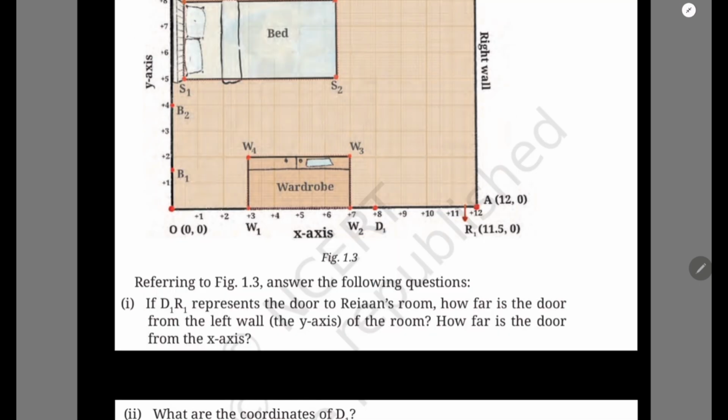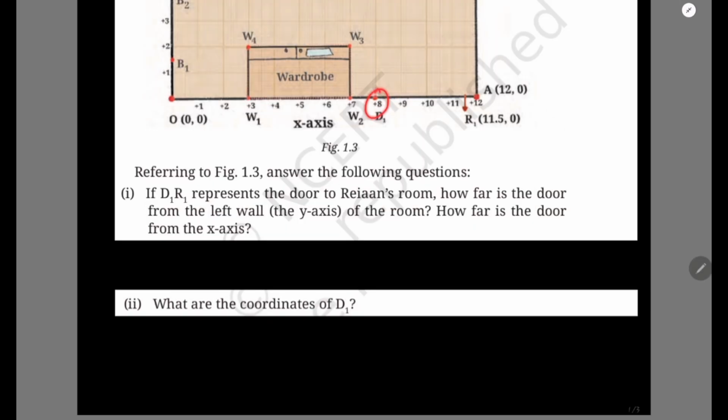The first problem is, if D1 R1 represent the door to Rayan's room, how far is the door from the left wall, that is, the y axis? So this is the D1 point, this is the R1 point. This D1 R1 represents the door of the room. D1 represents one corner of the door. From the y axis, the door is at a distance of 8 feet. So the answer is 8 feet.